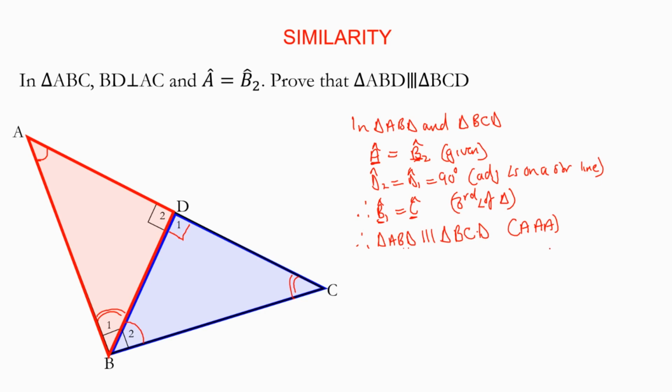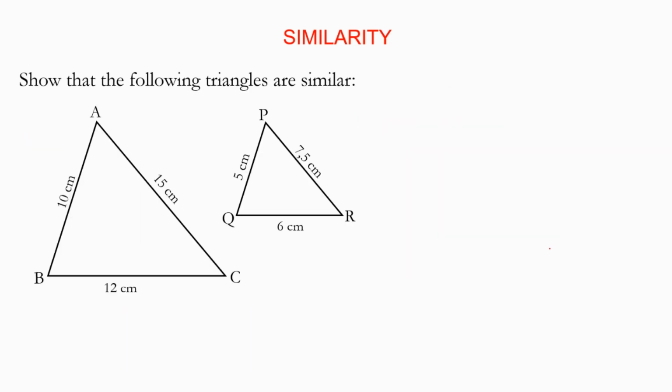Okay, right, let's do the last one. Show that the following triangles are similar. So here we're given sides, so we are going to use sides. So in triangle ABC and triangle PQR. Okay, right, you say AB, you can see here 10 divided by 5 is 2, 12 divided by 6 is 2, 15 divided by 7.5 is 2.